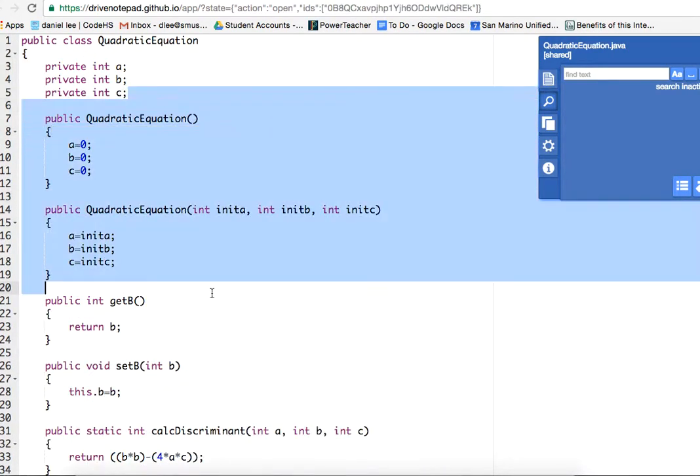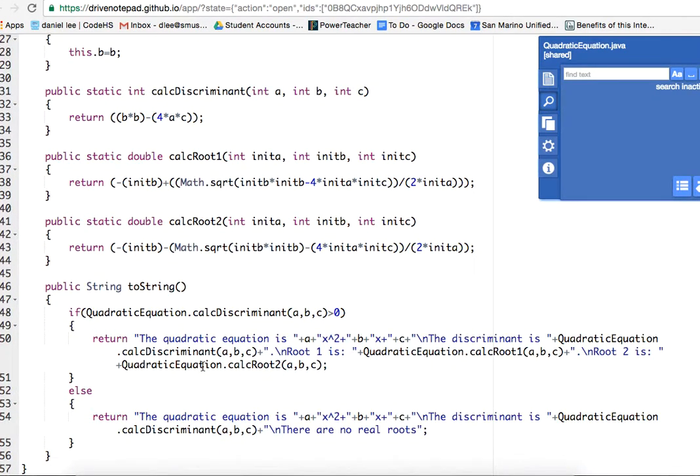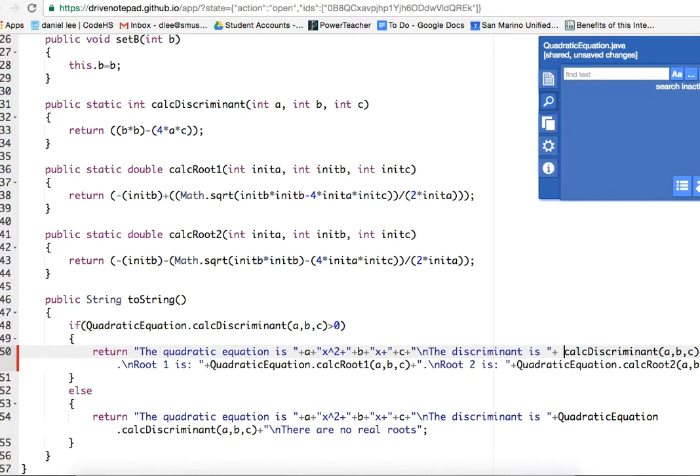Now here, what do we see? Okay, here. What they did is use the class name period method name to run the method, right? And in order to get that to work, they set the method as static. This is not the way it should have been done. The way it should have been done is just run the method. Don't use the class name.